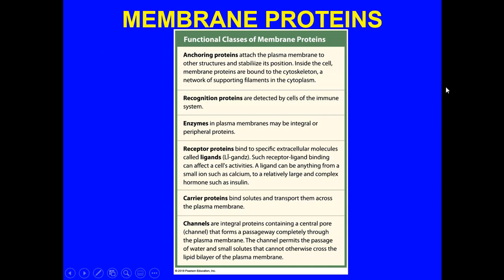Now, I do encourage you to review these tables or charts whenever you see them in the course. It is going to help you. There are different classes of membrane proteins: anchoring proteins, recognition proteins, enzymes, receptor proteins, carrier proteins, and channels. They're all responsible for how the cell lives and exists in the extracellular fluid, but they also help in communication, in metabolism, and in the proper structure that you have for the cell itself.